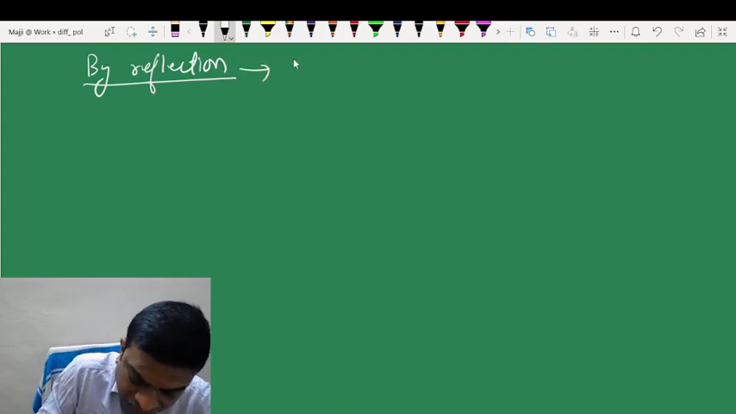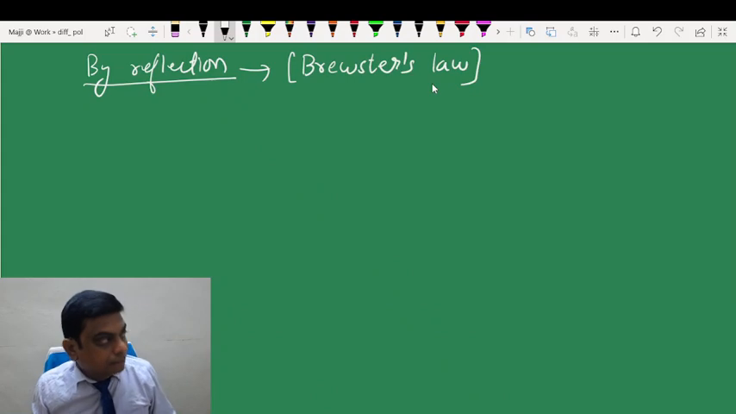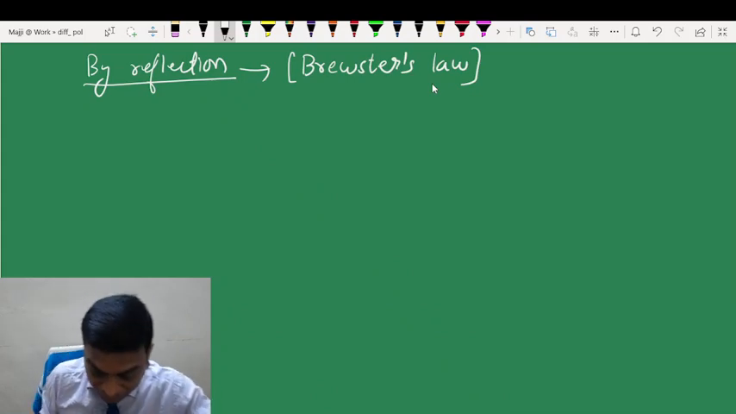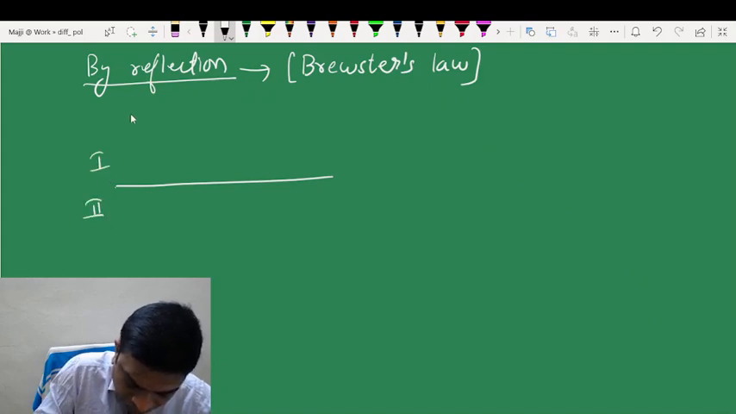By reflection. Okay, and also we'll be studying here Brewster's law, because Brewster's law is related to reflection only. Now suppose this is medium 1 and this is medium 2. Suppose unpolarized light is coming from medium 1.